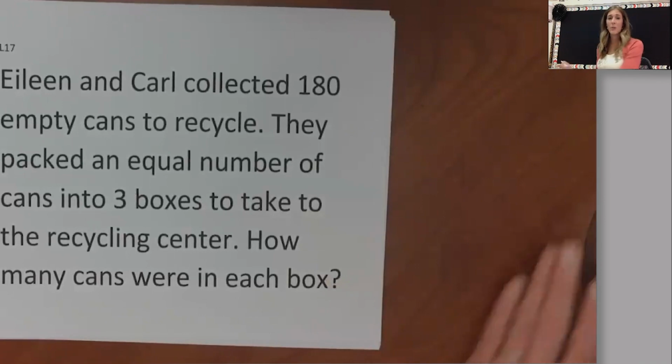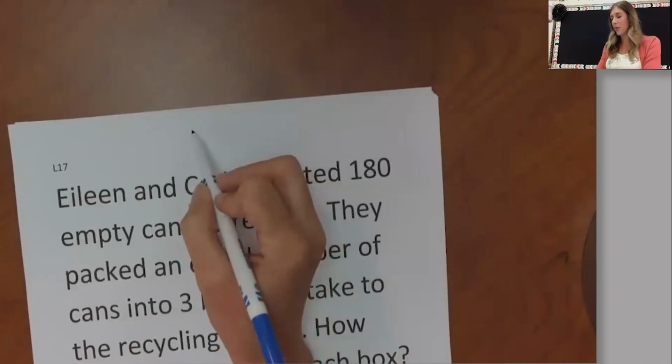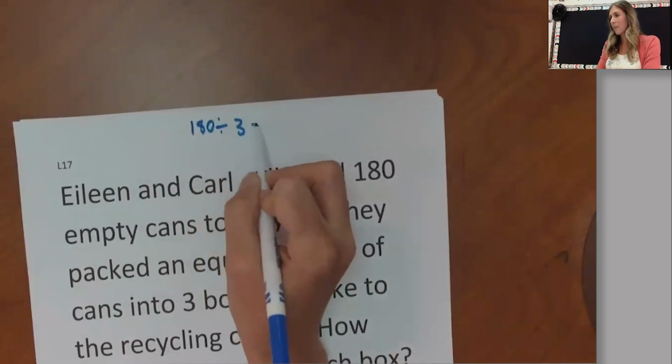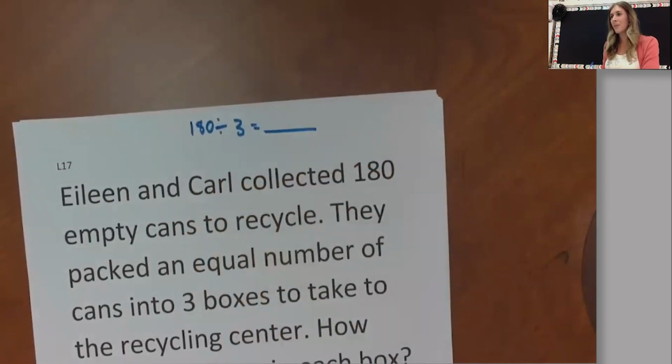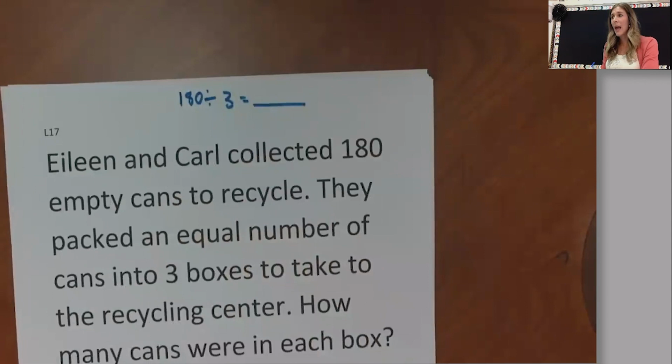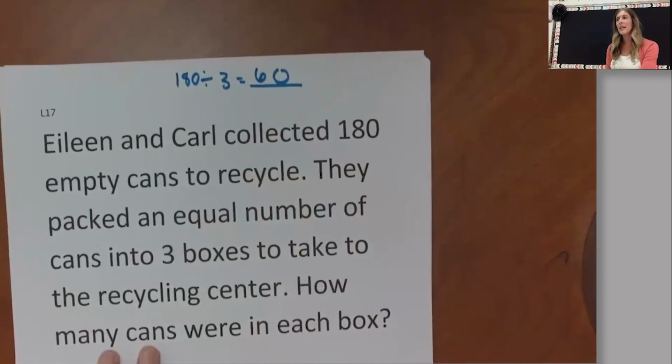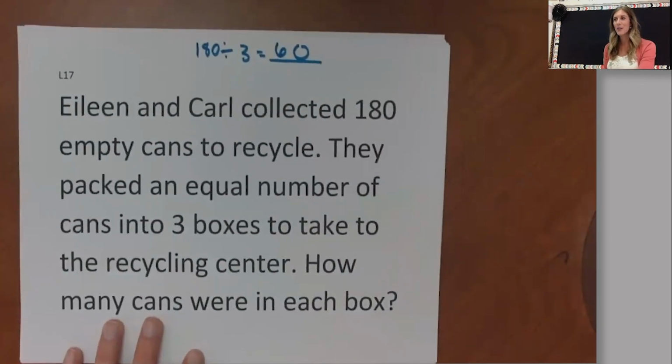Did you write the division problem 180 divided by 3? 180 is equal to 18 tens, and we know that 18 divided by 3 is 6, so we would have 6 tens, and another way to write 6 tens is 60. There were 60 cans in each box.